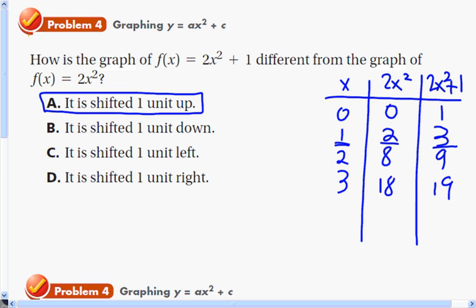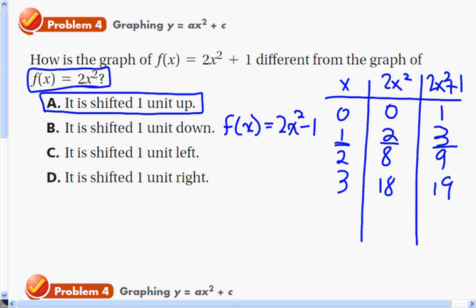What would it take to be shifted 1 unit down? In other words, what function, how would we change that so that we would shift it 1 unit down? That would just be subtract 1 from the outputs: 2x squared minus 1.